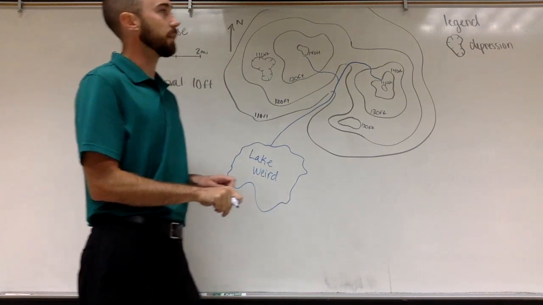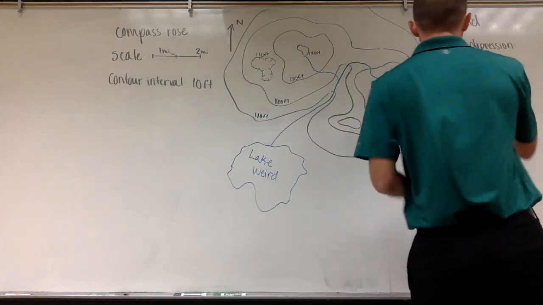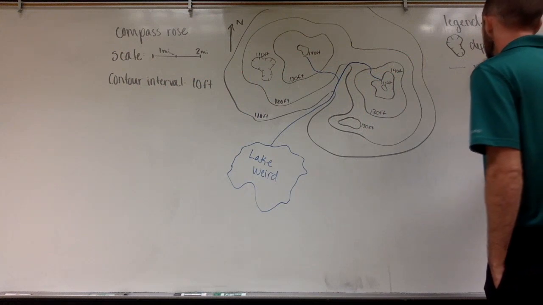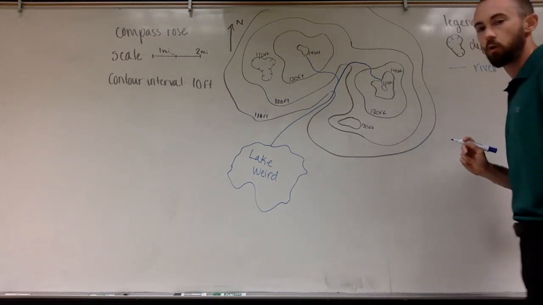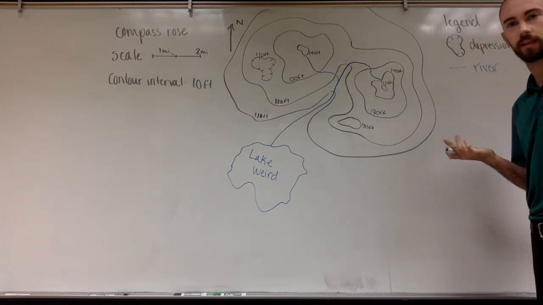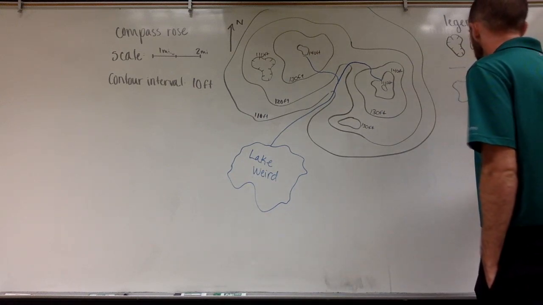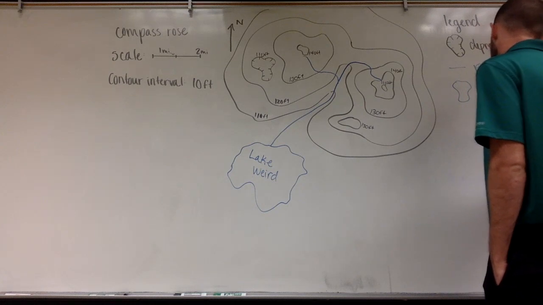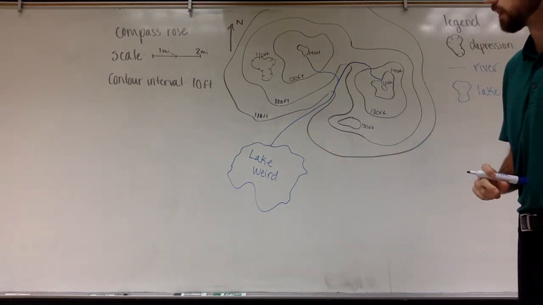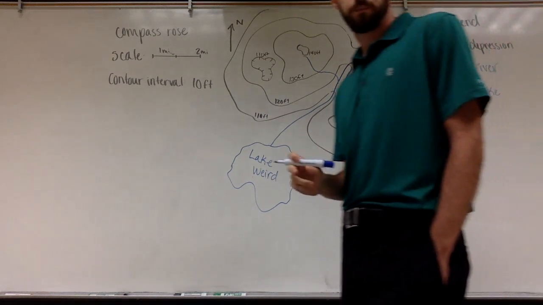I'll come up over here to my legend, and I'll put this blue line is a river. If you guys are using all one color, just make it have a slightly different shape from your other lines. And then we'll show this right here is a lake. So that's a decent sized lake. It's about 2.5 miles at its longest point.